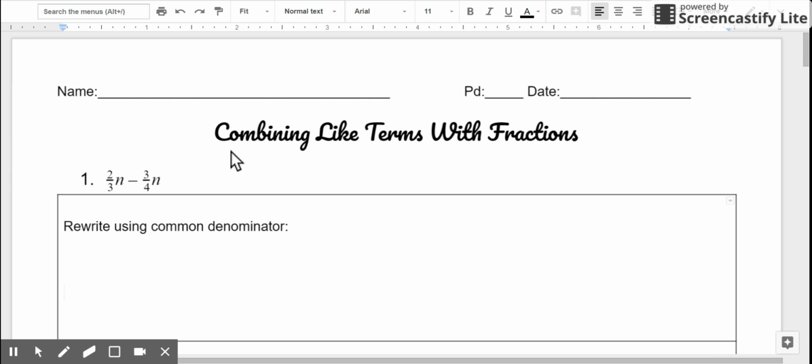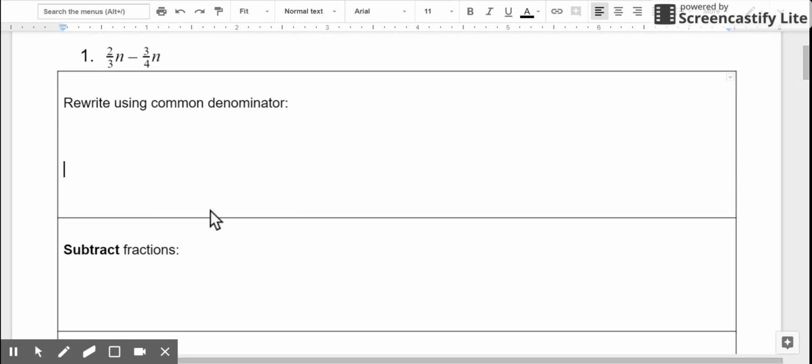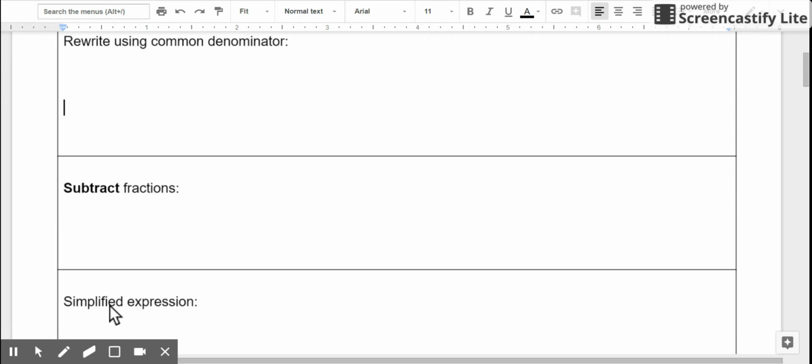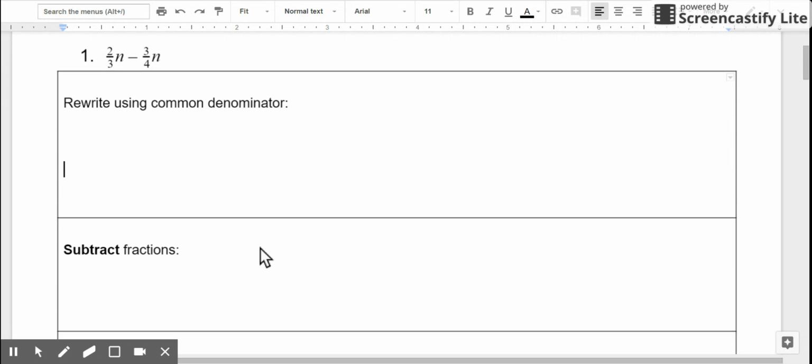This lesson explains how you can combine like terms with fractions. I'll lead you step by step as to how we can combine like terms using fractions. Take a look at number 1. In number 1, we have 2/3 n minus 3/4 n. The steps that will follow are rewrite using a common denominator, subtract the fractions, and then give a simplified expression.